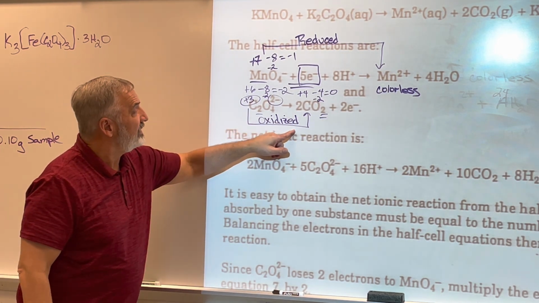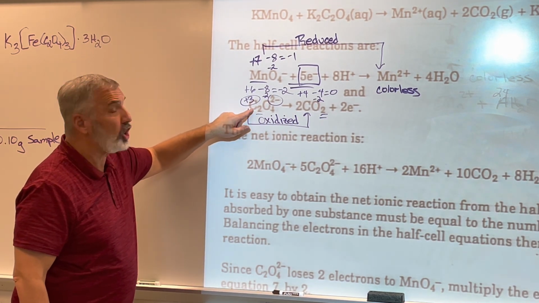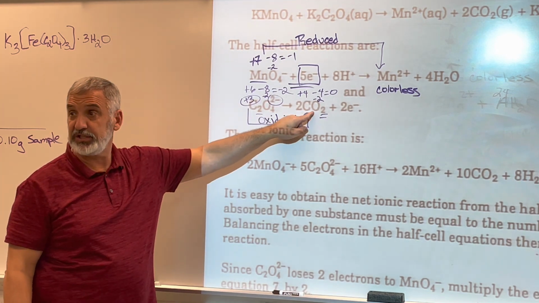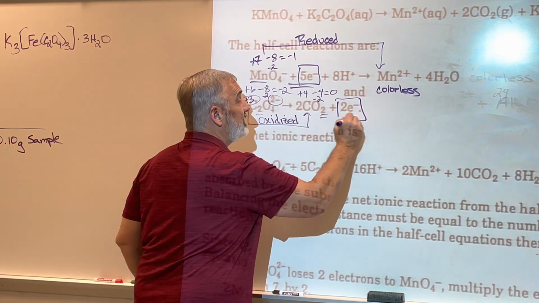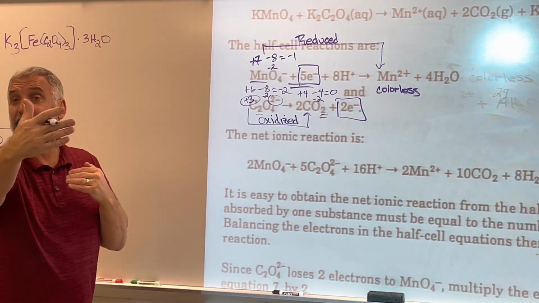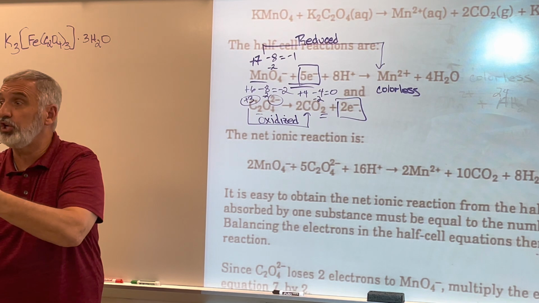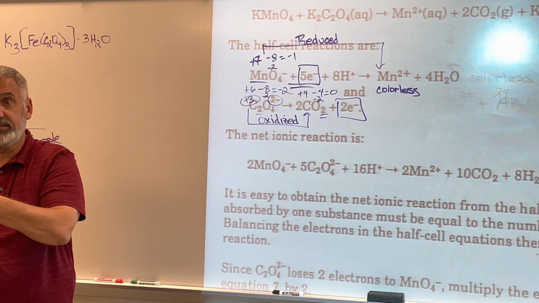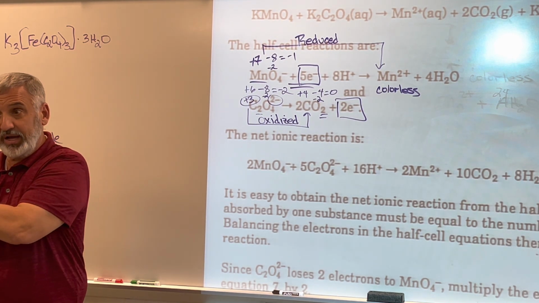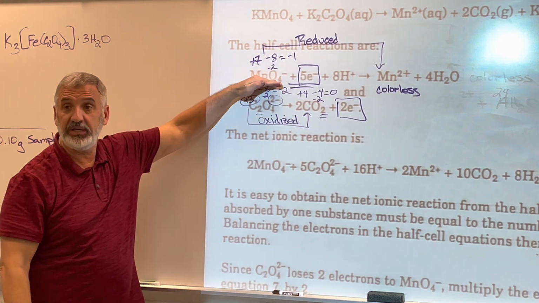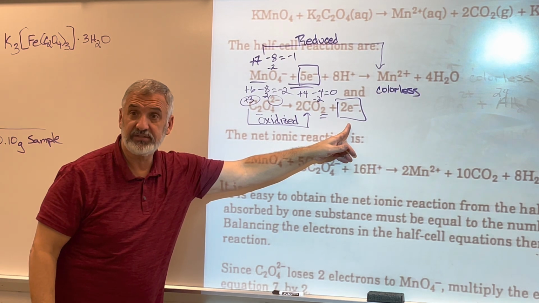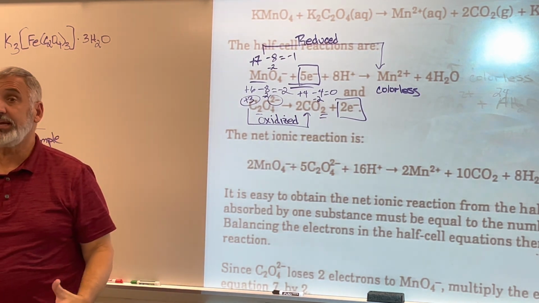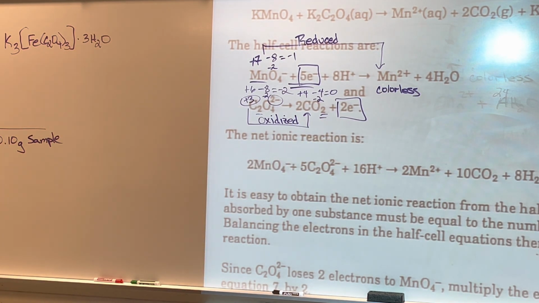So, this is oxidized. Now notice each carbon is going from +3 to +4. But we have 2 of them, so the total is 2 electrons. Notice the electrons here are on the opposite side. The electrons are being separated from it. It's losing the 2 electrons. Oxidation, the electrons are going to be a product. Reduction, the electrons are going to be a reactant. You're adding electrons, losing electrons. But electrons gained always has to equal electrons lost.